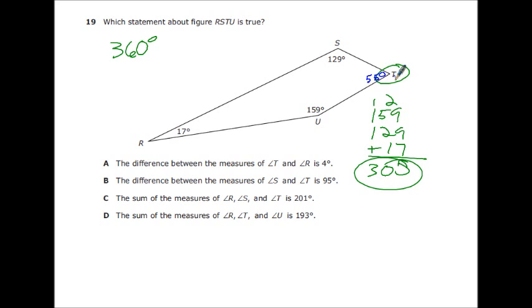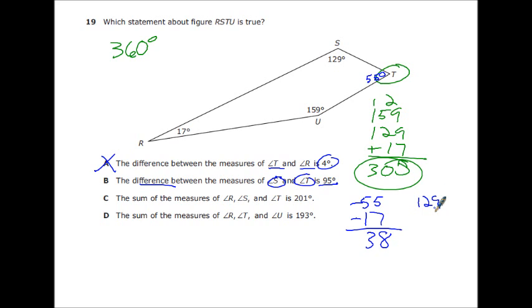Okay, so I know that. Now I need to go through here and disprove some of these answer choices and prove an answer choice. The difference between the measures of angle T and R is 4 degrees. So T is 55 and R is 17. I'll do 55 minus 17 and I get an answer of 38. So that is wrong. The difference between the measures of S and T is 95. Well, S is 129 and T is 55. So that is 74 degrees. I wanted 95, that's wrong.